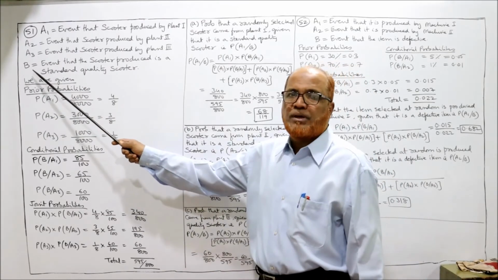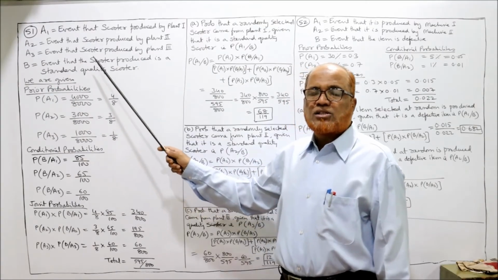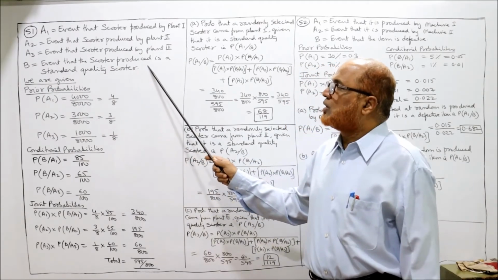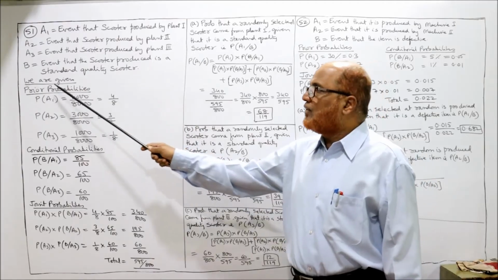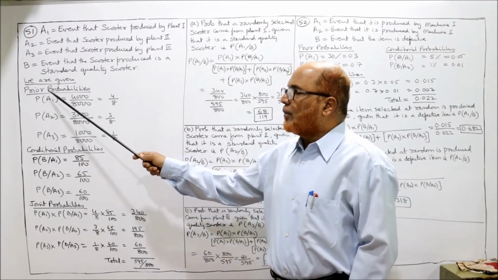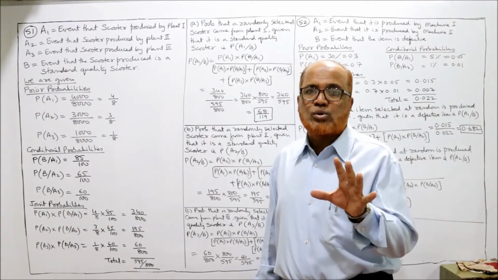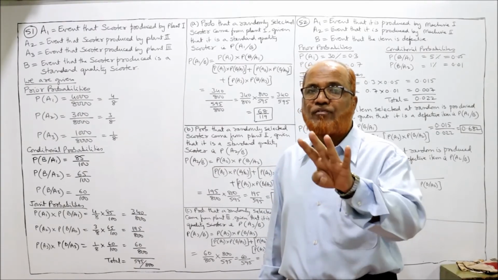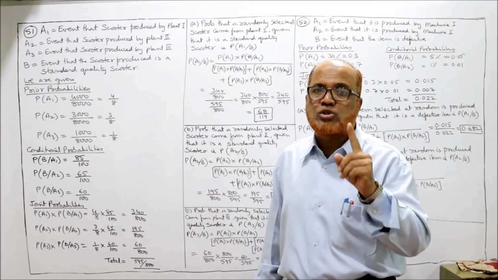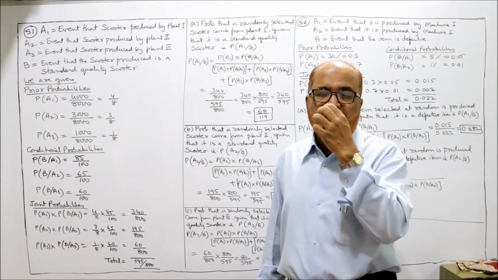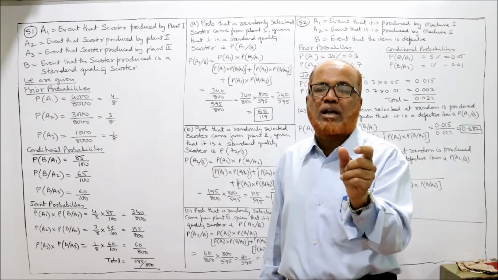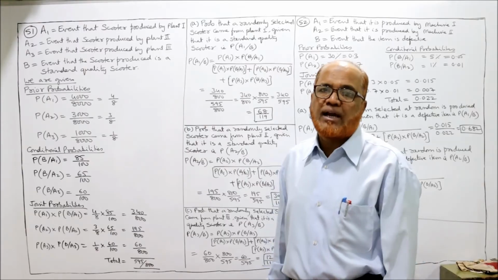B is the event that the scooter produced is a better quality scooter, standard quality scooter. Now we are given the probabilities. The total number of scooters produced is 8,000. Out of 8,000, 4,000 scooters are produced by plant 1. The probability that the scooter is produced by plant 1 is 4,000 by 8,000.